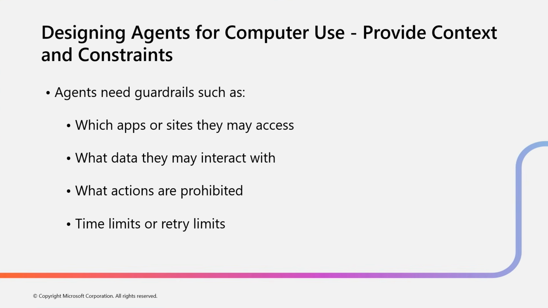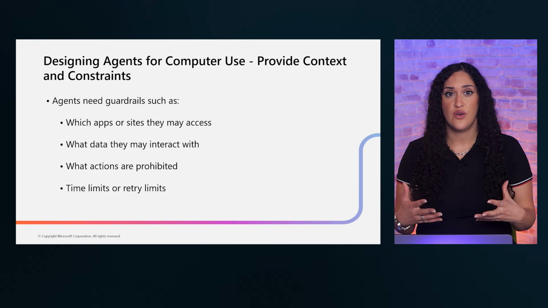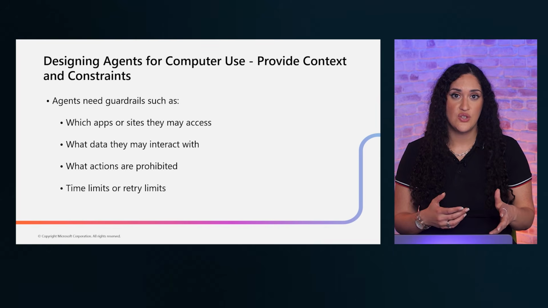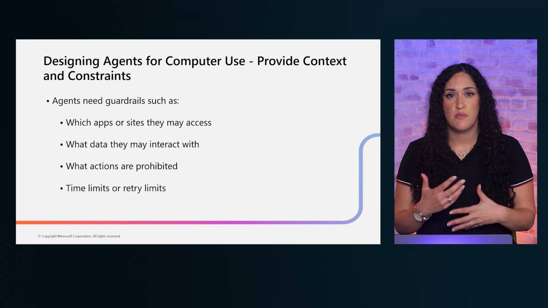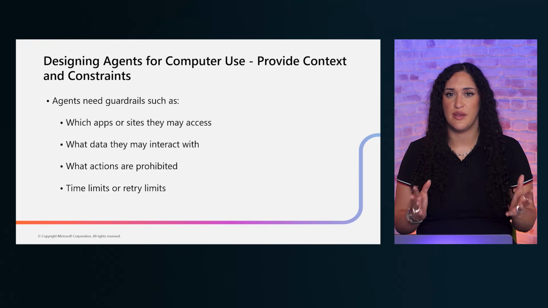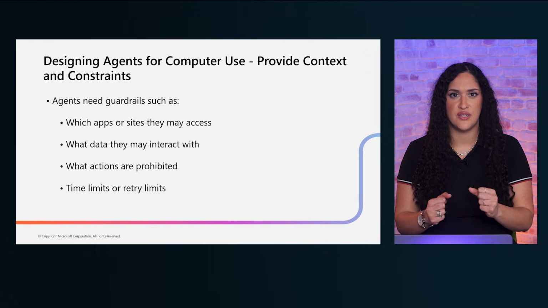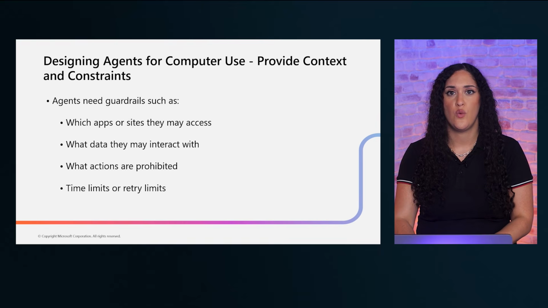Agents need guardrails to operate safely. Define which apps or sites they may access, what data they may interact with, what actions are prohibited, and set time or retry limits. This is not optional, it's essential. Without guardrails, a computer use agent could accidentally navigate to the wrong site, enter data in the wrong field, or get stuck in an infinite retry loop. The best practice is to be explicit about what is off limits. It is better to have an agent that occasionally asks for help than one that confidently does the wrong thing. Default to restrictive permissions and open up only what is needed.